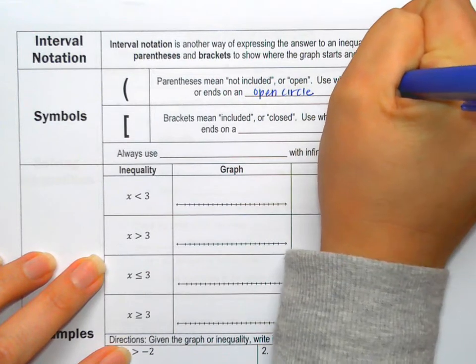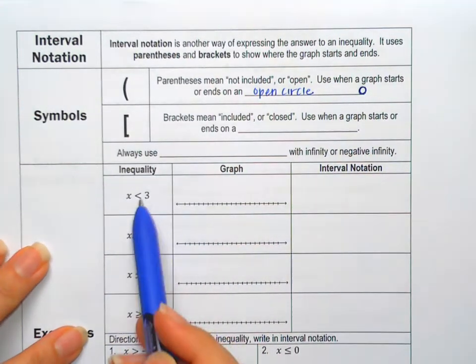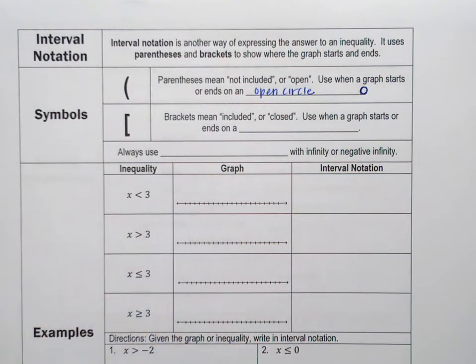So remember, an open circle is used when we have less than or greater than, when it doesn't have that or equal to. Now, brackets mean included, or closed, and we use them when a graph starts or ends on a closed circle.